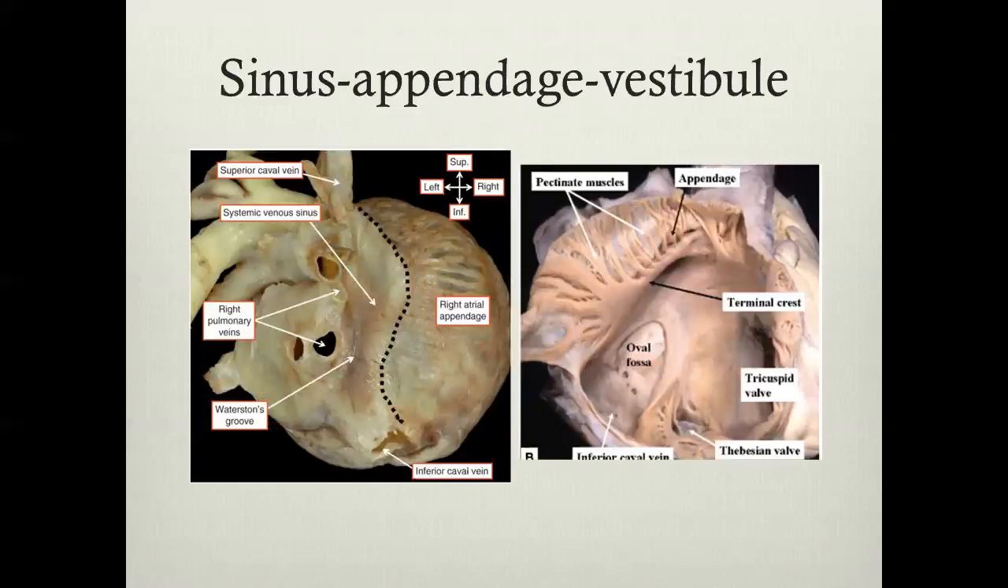So just as we had with the blue plastic model, we have here in this anatomic specimen a smooth sinus venosus. We have a rough right atrial appendage. And here we cannot see the vestibule, but the vestibule is of less cosmic interest to us for the moment.